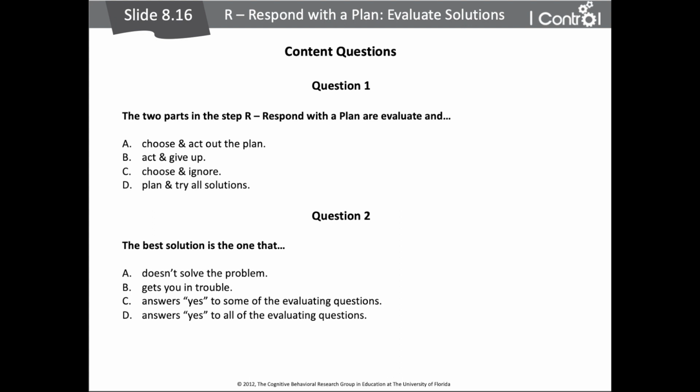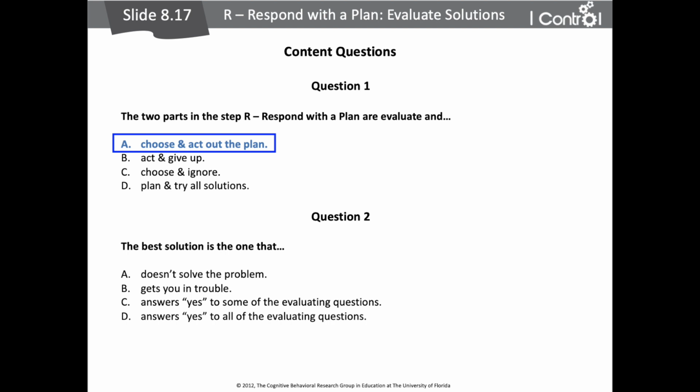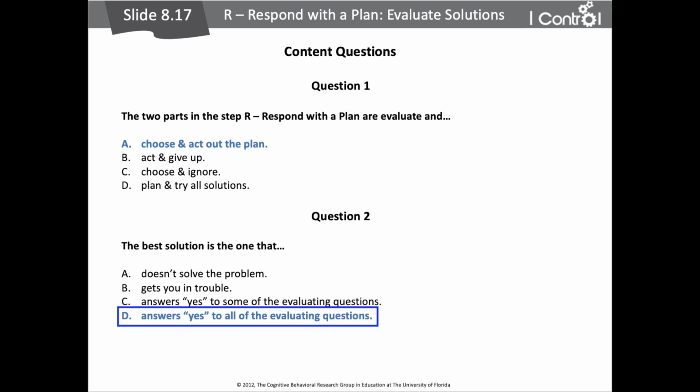For question 1, if you selected A, you're correct. The 2 parts to R, respond with a plan, are evaluate and choose and act out the plan. For question 2, if you selected D, you're correct. The best solution is the one that answers yes to all of the evaluating questions.